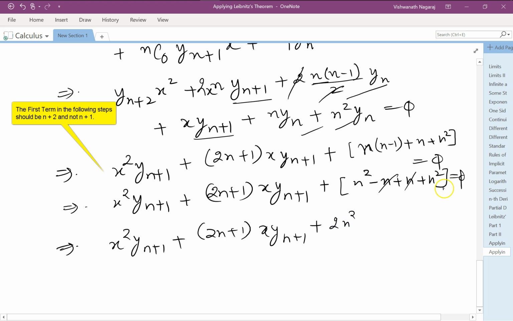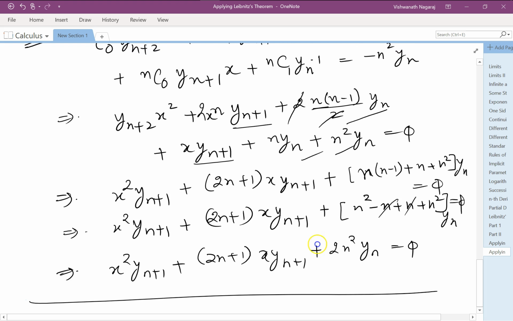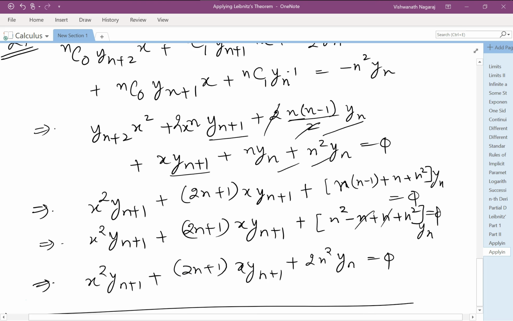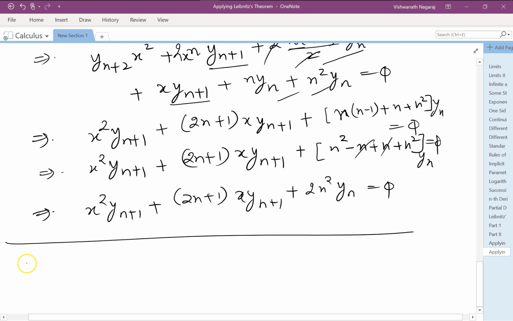2n square yn equal to 0. So this is what we had to show. Okay, now see, remember, after applying the Leibniz theorem, it's mostly algebra, and this is where we usually end up making mistakes, right? Okay, let's take the next one.